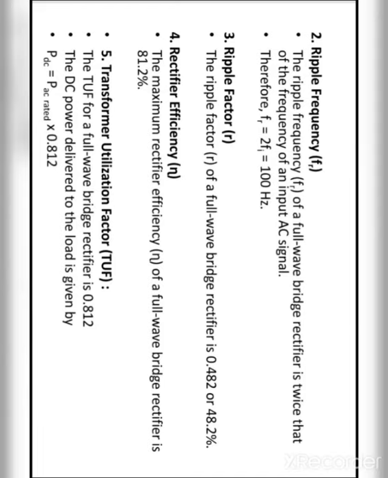Ripple factor is always denoted as a percentage. For the full wave bridge rectifier, the ripple factor is 48.2, the same as for the center tap full wave rectifier. Rectifier efficiency means how much DC you are getting after applying the AC. For the full wave bridge rectifier, the efficiency is 81.2 percent.